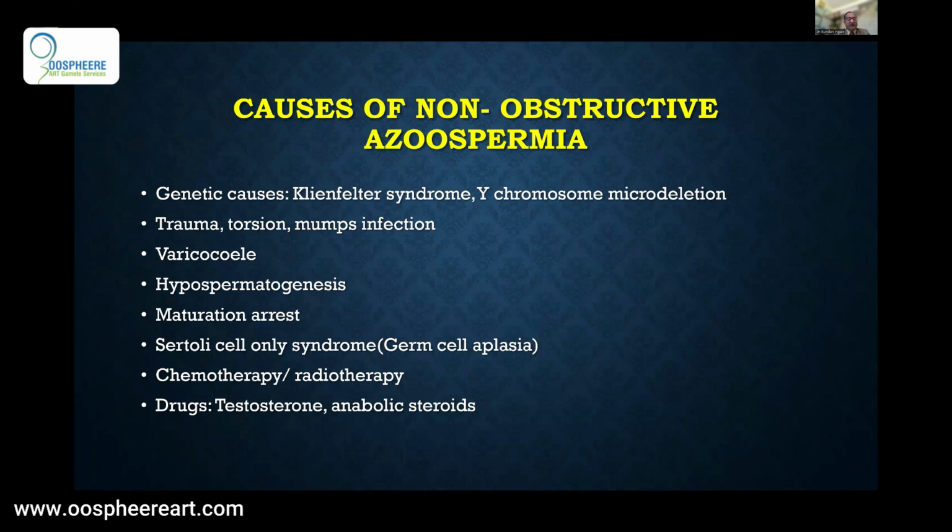There might be hypospermatogenesis, that is low level of sperm production in the testes. There might be a maturation arrest. So the sperms may not develop any motility and they don't come into the seminal plasma. So that is maturation arrest.